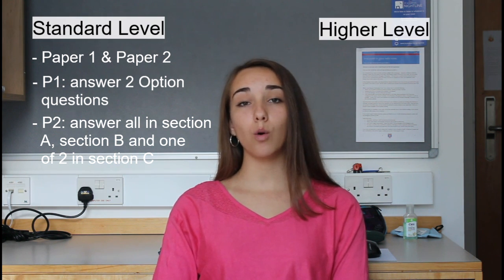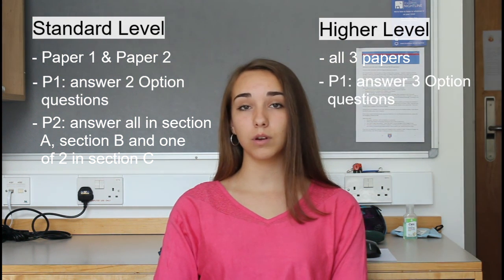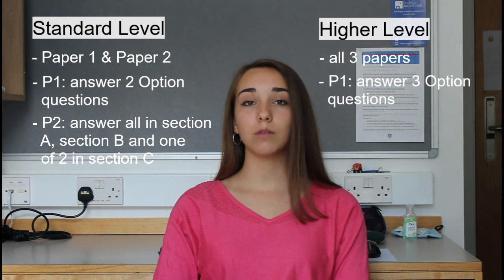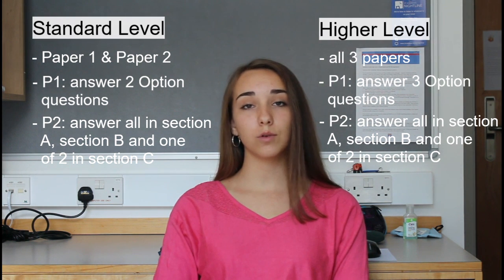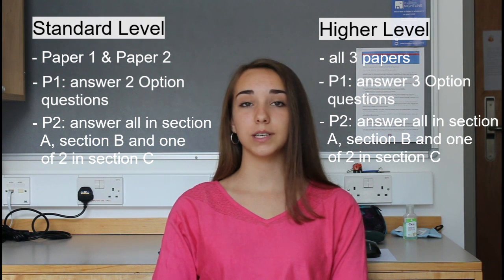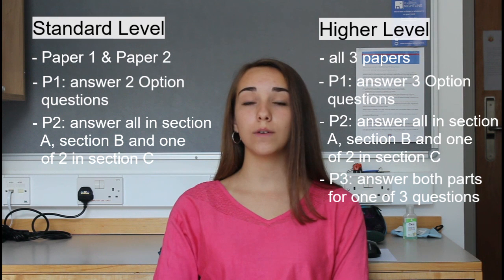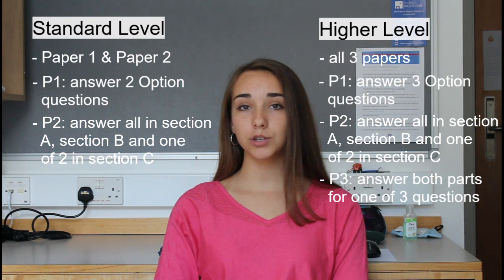High-level students will take all 3 papers. In paper 1, they will answer 3 option questions on the 3 options they've studied. In paper 2, they will answer all questions from section A, the question on the infographic in section B, and one of the 2 proposed questions in section C. And in paper 3, they will answer one of the 3 proposed questions, and this question will be split into 2 parts, a 12-mark essay question and a 16-mark essay question. So that's all for the exam structure, and I do recommend that you learn this so you know what to expect in your exams.